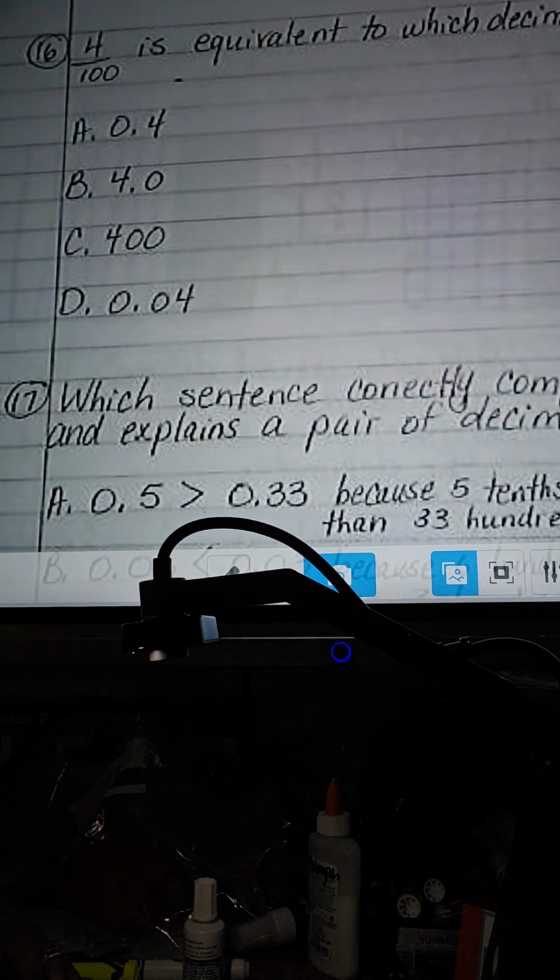All right, number 16. 400ths is equivalent to which decimal below? A, B, C, or D? Which one of these represents 400ths? Nautica. Oh yeah. D. Very good.